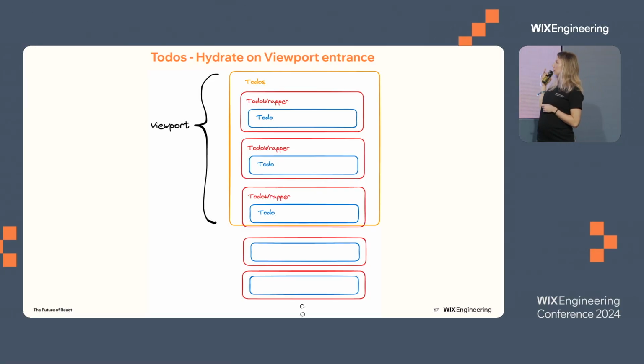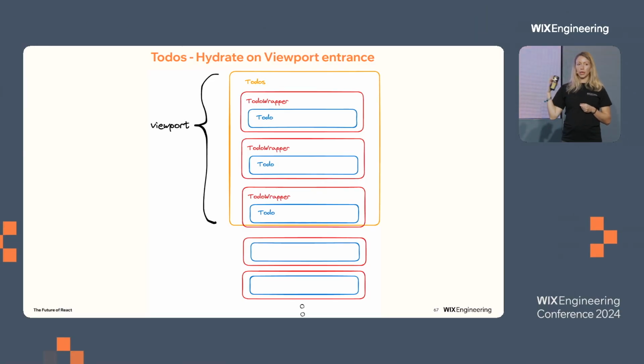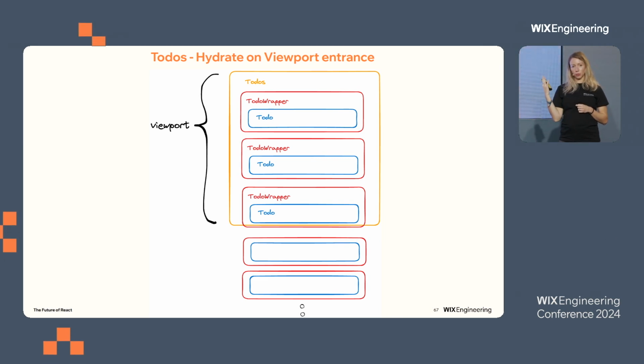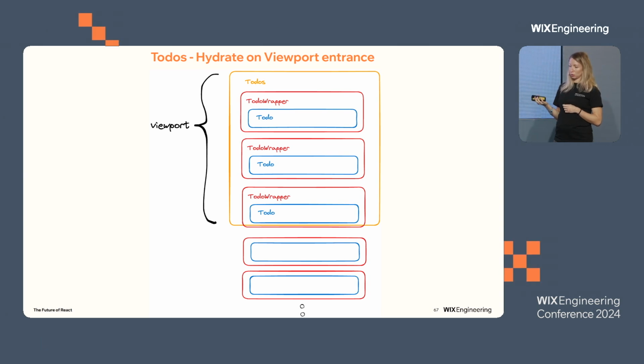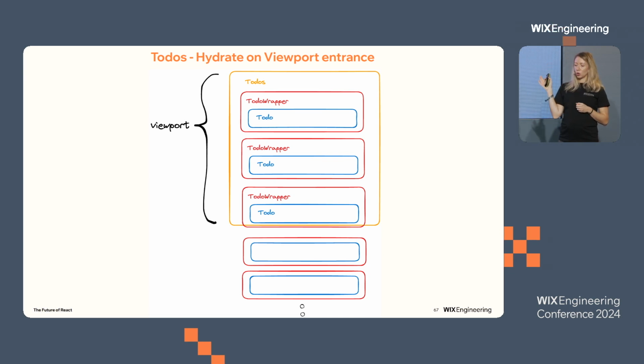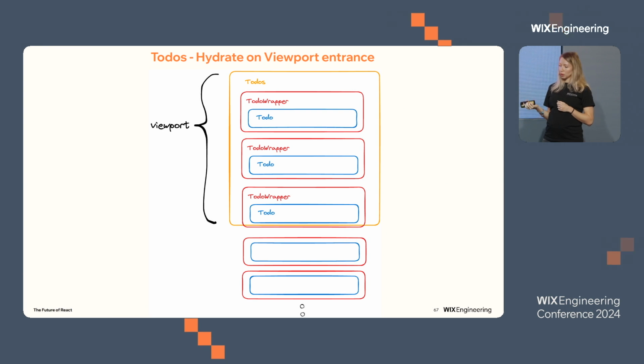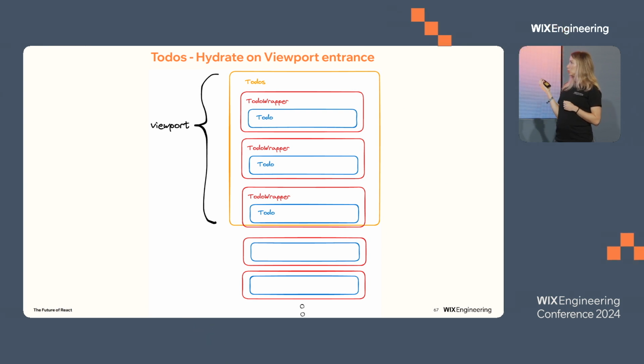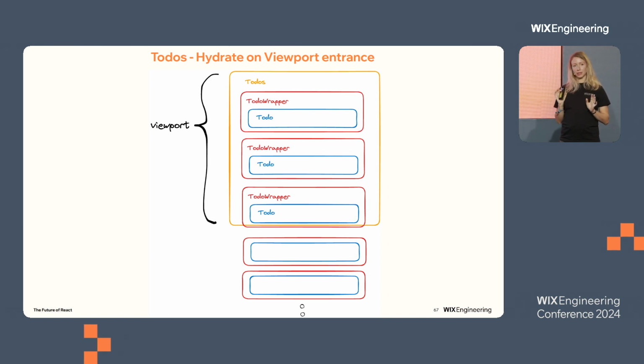Imagine that our to-dos list had hundreds of items. We can optimize our application by hydrating each to-do item as it enters the viewport instead of hydrating the entire to-dos component on page load. So this is the code example we are about to see. And the structure looks like that. So for each to-do item, we'll have a new component called to-do wrapper that wraps the inner to-do component with a suspense. And the implementation is a bit complicated, so try to stay focused.